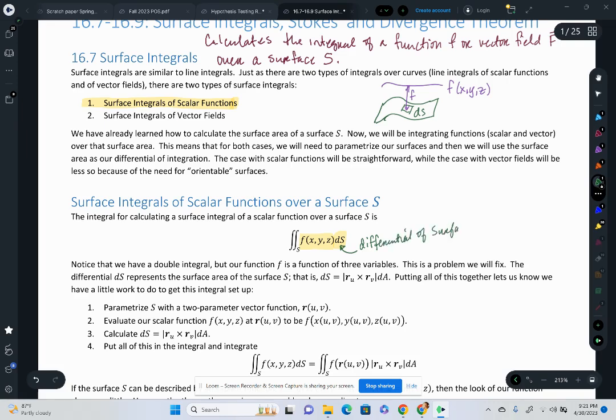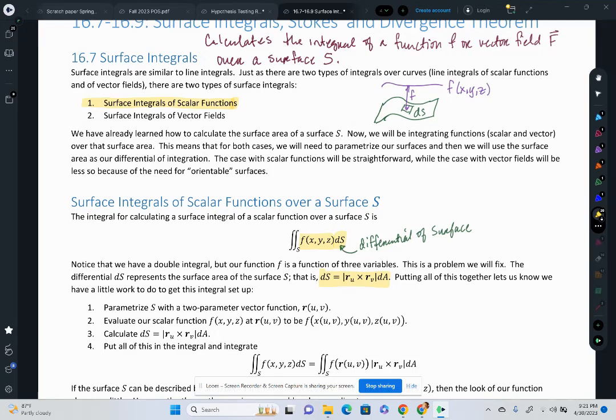And we just finished 16.6 where we covered surface area, and we just learned that dS is going to equal the magnitude of r sub u cross r sub v dA. So that was in 16.6, that magnitude of the cross product, that was our integrand. Now it's our differential. So we're integrating over that, and we're integrating this little function, little f of x, y, z.